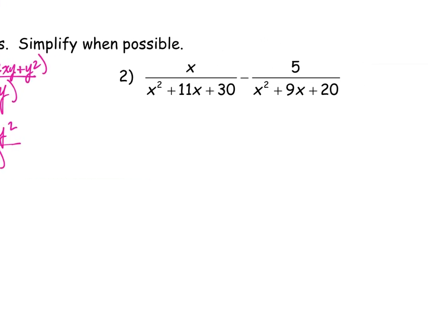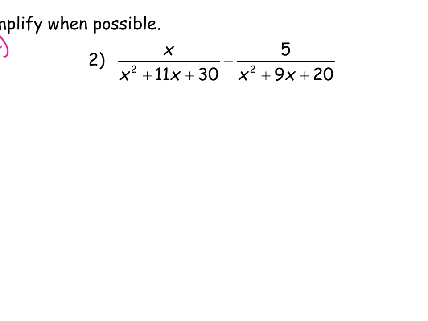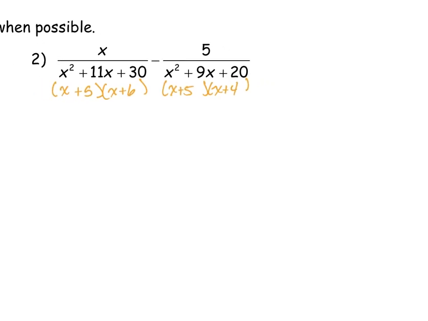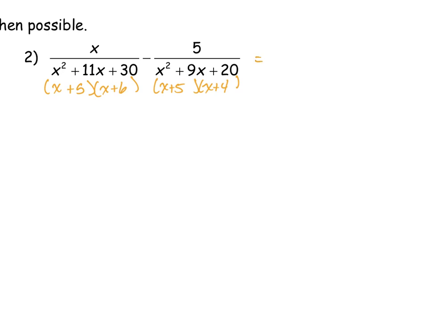So then number 2, I need to factor both denominators. Oh, this one's going to be fun. So I think this is going to be x plus 5 and x plus 6. And this one is going to be x plus 5 and x plus 4. So my common denominator should be x plus 5 times x plus 6 times x plus 4.